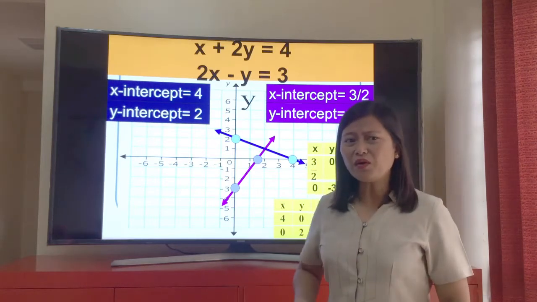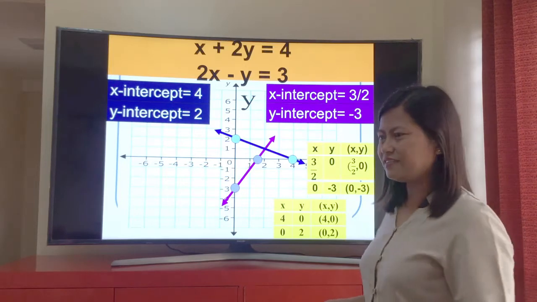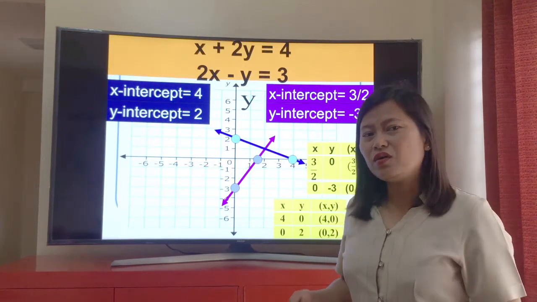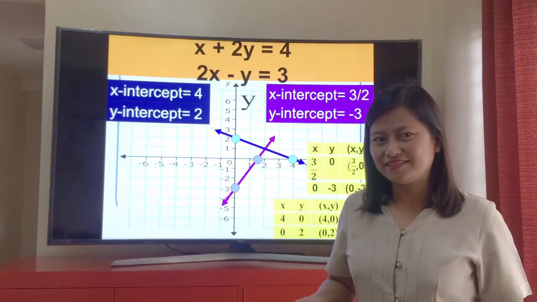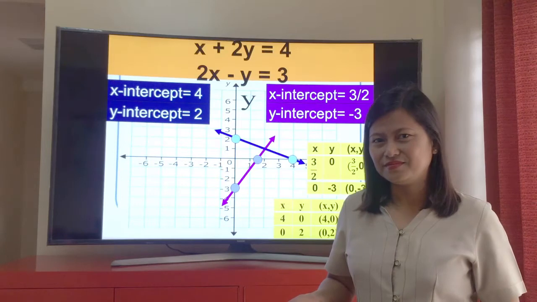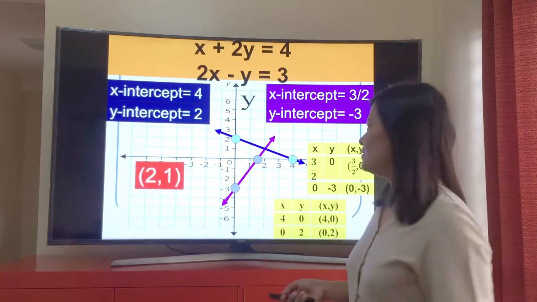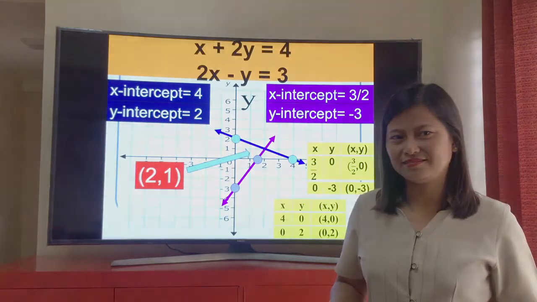So what can you say about the 2 lines? They are intersecting. So what is the point of intersection of the 2 lines? It is 2, 1. Let's check in equation 1.